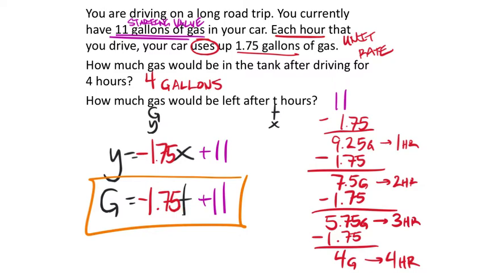And that would produce a new ordered pair. I guess it'd be 4, 4, but if you need ordered pairs, that's what all this information is providing as well. Like this would be 1, 9.25, 2, 7.5, and then 3, 5.75, or 4, 4.